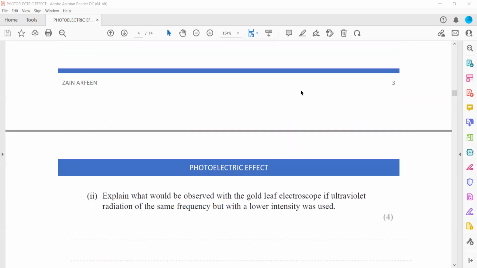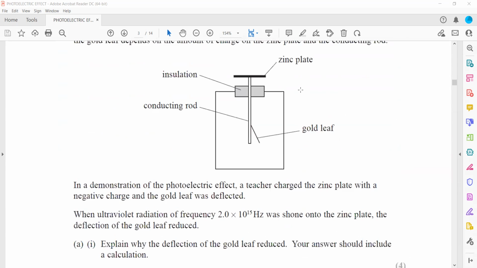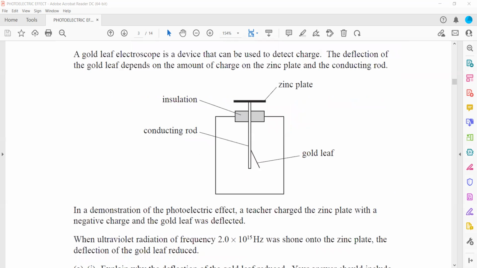If we use a lower intensity, what will happen? Reducing the intensity means decreasing the number of photons, like few photons are coming every second. So the process will be slow. Maybe if we want to remove 100 electrons, it will take time to remove 100 electrons. So the gold leaf deflection would reduce very slowly.